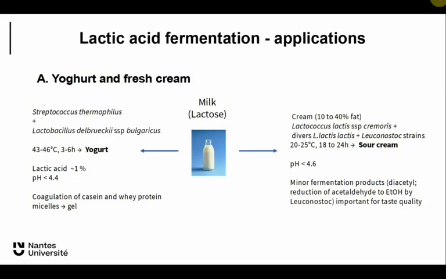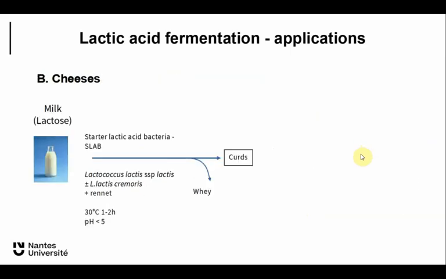Now, fermentation here is at lower temperature, takes longer. Once again, you get kind of like coagulation. This will give you sour cream, crème fraîche. The pH is, once again, quite acidic. Now, some of the taste comes from the minor fermentation products that are produced by the leuconostoc. So if you don't have leuconostoc in here, you'll get something that looks the same, but it won't taste right. Okay. So that's how you make these things.